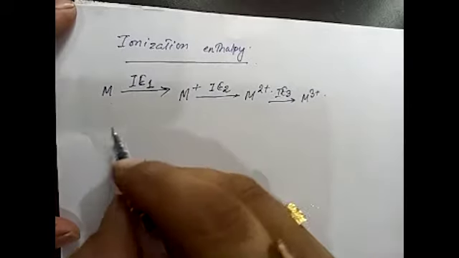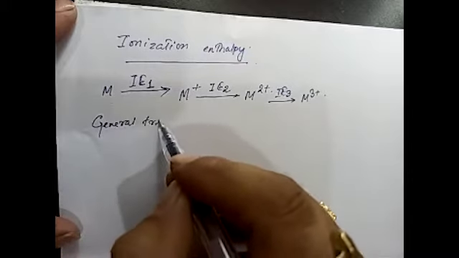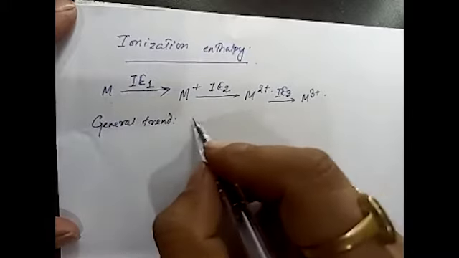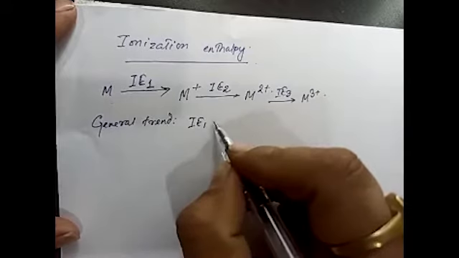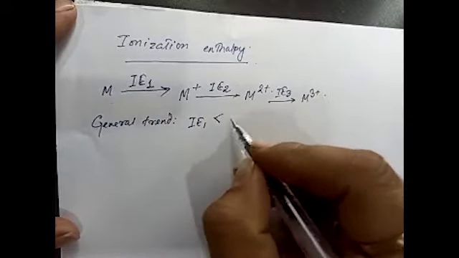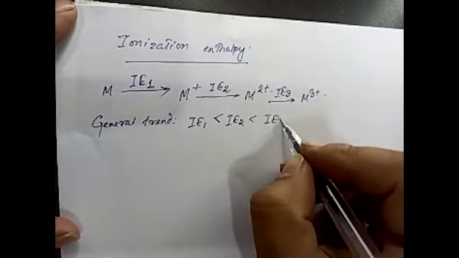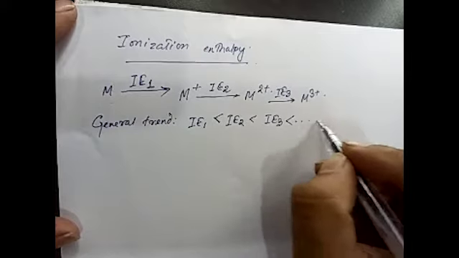जनरल जो ट्रेंड है, जनरल ट्रेंड में क्या होता है? योर फर्स्ट आयोनाइजेशन एनर्जी इज एक्चुअली lesser than the second ionization energy, is lesser than the third ionization energy, and so on.